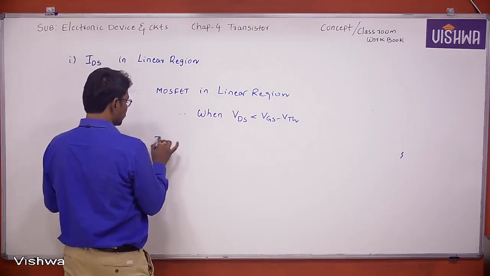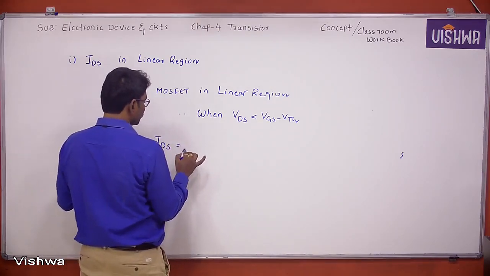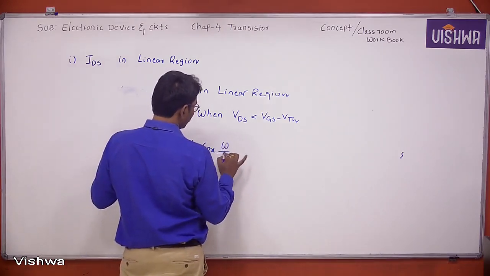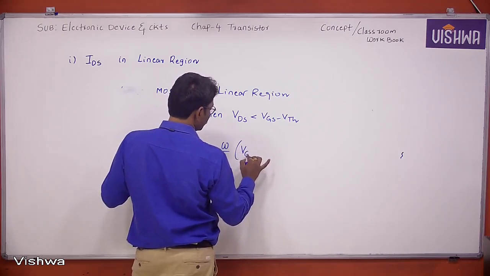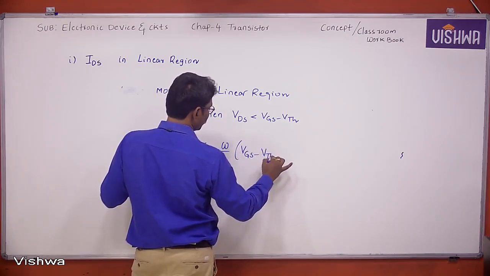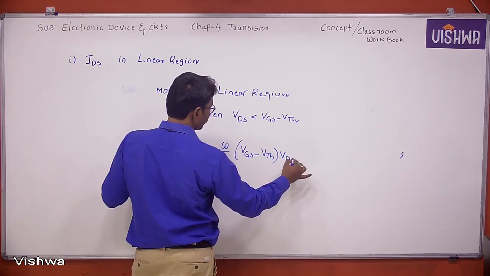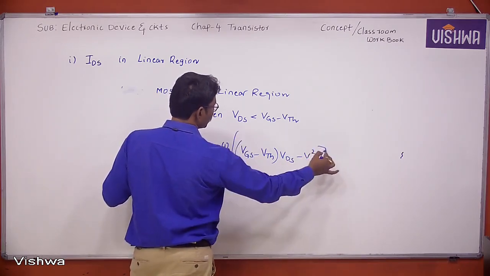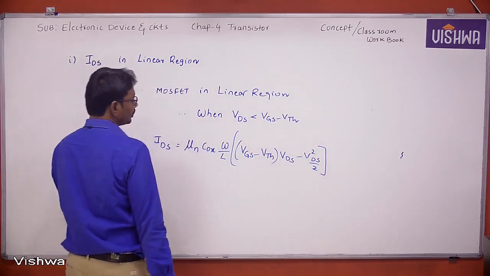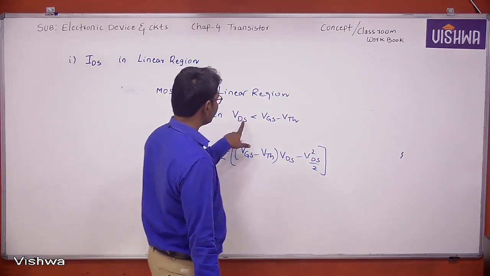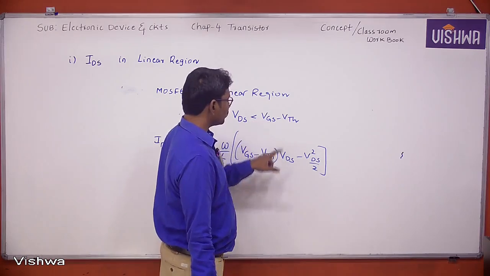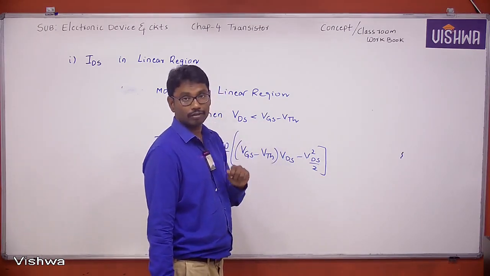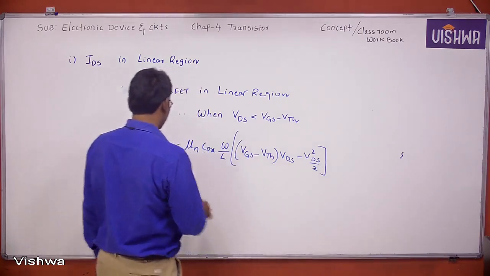What is the current equation actually? IDS is equal to mu n into COX W by L into (VGS minus VTH into VDS minus VDS square by 2). This is the current equation for a MOSFET. In linear region, VDS is less than VGS minus VTH, so the VDS square term is a very small value and we can neglect it.